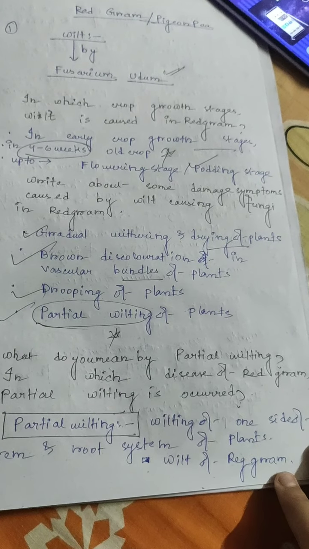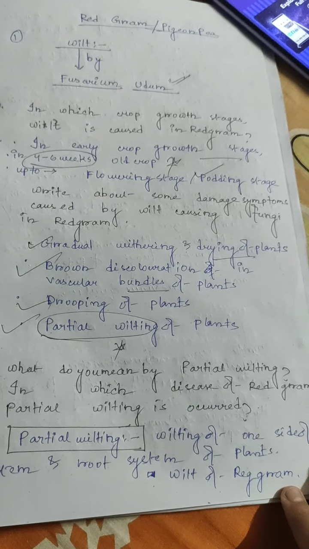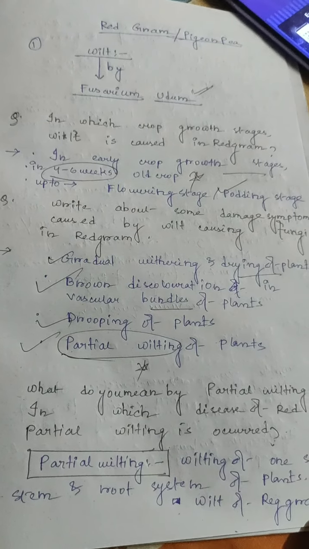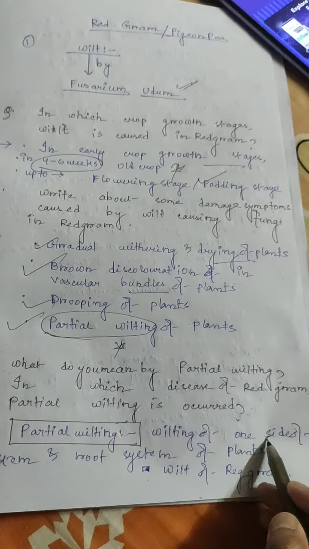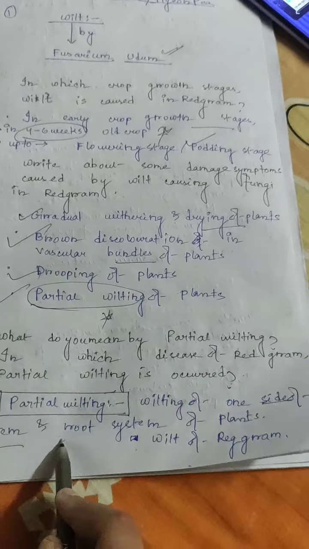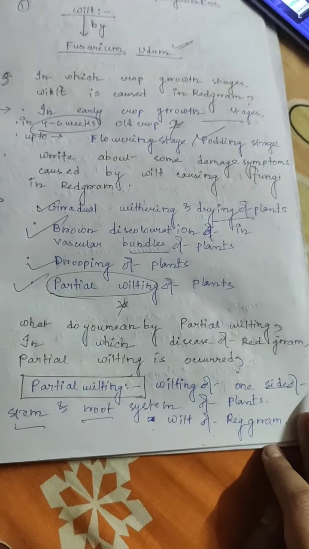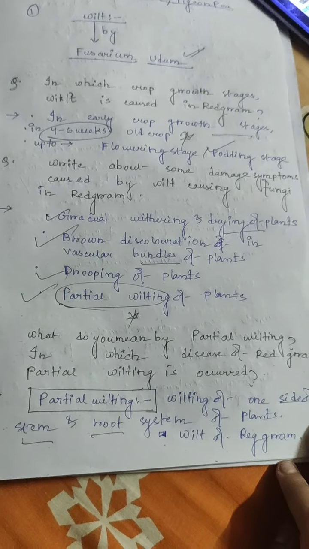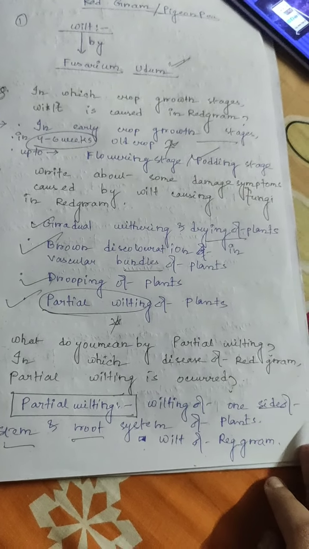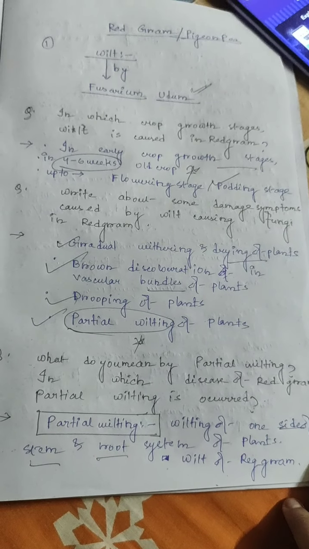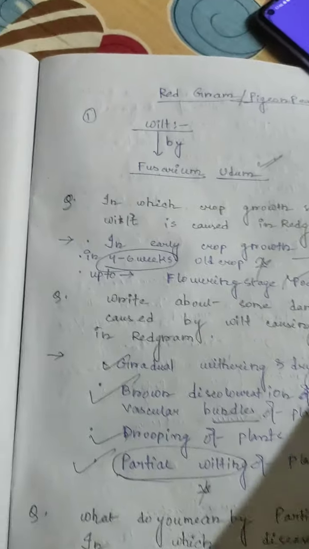What do you mean by partial wilting? In which disease of red gram is partial wilting occurred? Partial wilting of one side of the stem and root system. Only one side of the stem and root system is wilted. This is called partial wilting. Partial wilting occurs in the wilt disease of red gram or PGNP.